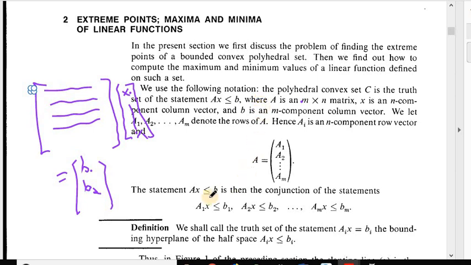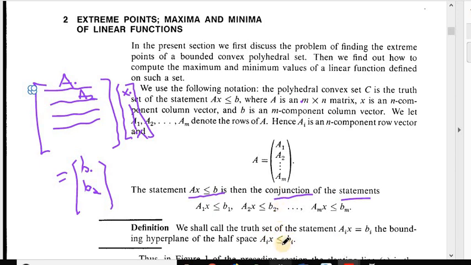All right, so the statement AX less than or equal to B is the conjunction, or you can say intersection, of the statements A1X less than or equal to B1, A2X less than or equal to B2, AMX less than or equal to BM, where A1 is the first row of this matrix, A2 is the second row, and so on. All right, so that relates this statement to the matrix that we have here. Definition: we shall call the true set of the statement AiX equals Bi the bounding hyperplane of the half space AiX less than or equal to Bi.